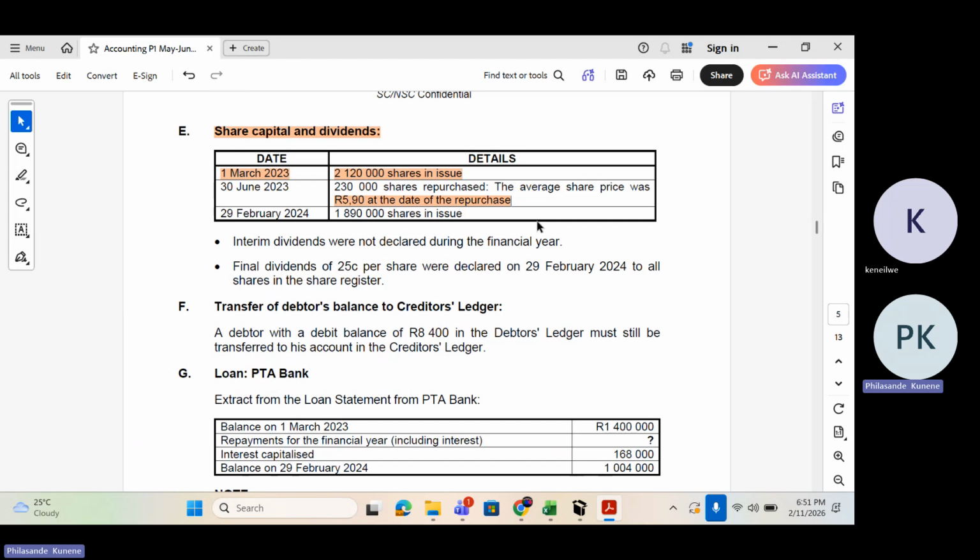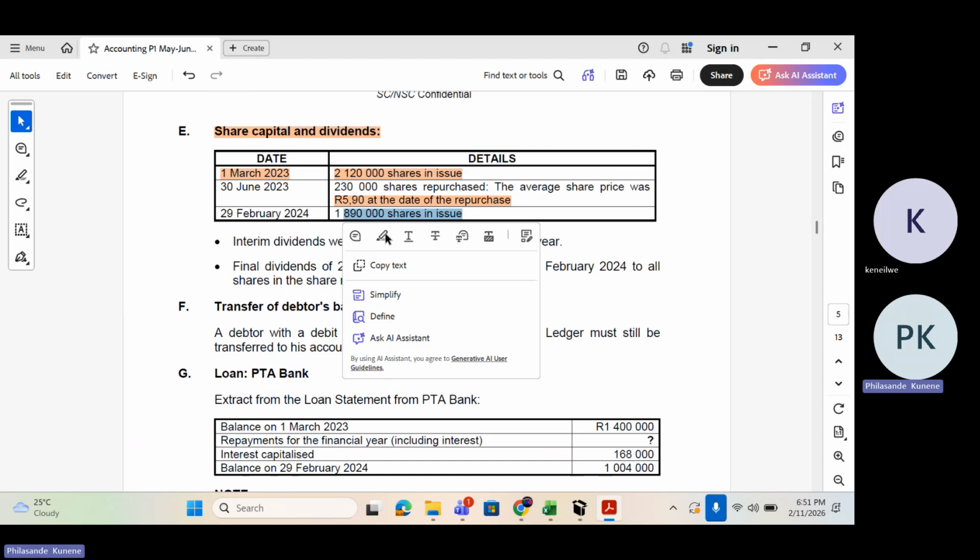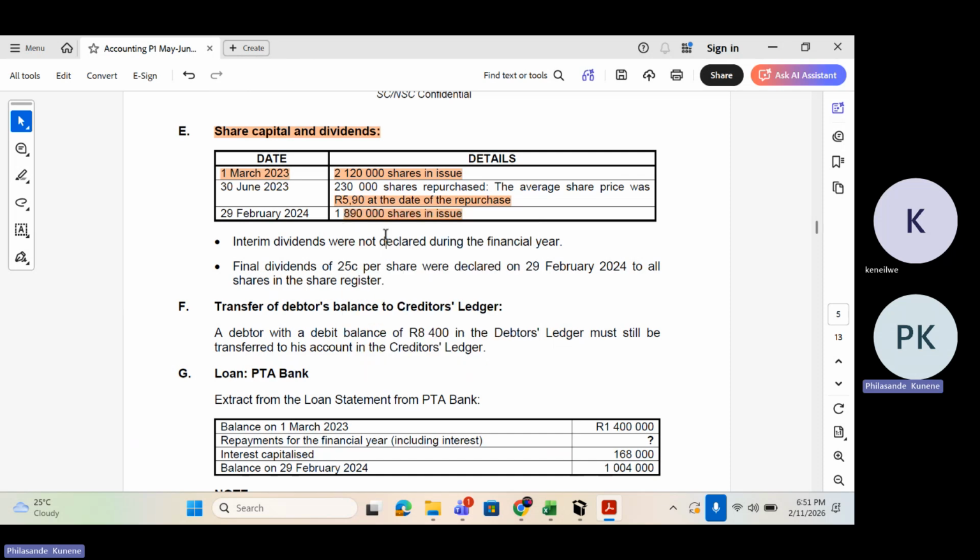This was the average price, R5.90. Now, on 29 February 2024, we have 1,890,000 shares in issue. We can see that these are the shares that were issued at the end. Then they're saying interim dividends were not declared during the financial year. We know that we have no interim dividends, which is good. Final dividends of 25 cents per share were declared on 29 February 2024 to all shares in the share register.